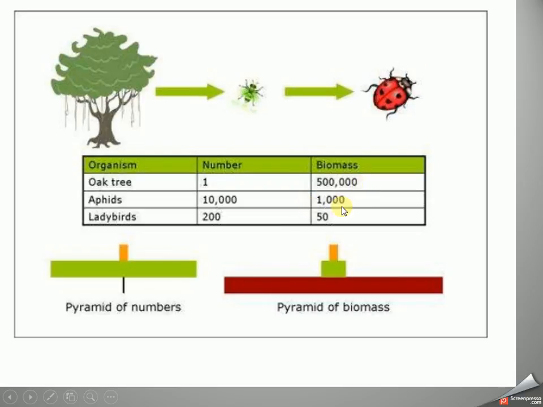And number of aphids 1,000, and in terms of the weight, and the ladybirds 50, and it gives it a better distribution, doesn't it? You can see that it's more realistic because the producer should always be the biggest, okay, and it should get smaller as you go up. And you guys know that you lose energy as you go through the food chain, so that's why the pyramid gets smaller and smaller. So yeah, that's just a reminder of pyramid of numbers versus pyramid of biomass.